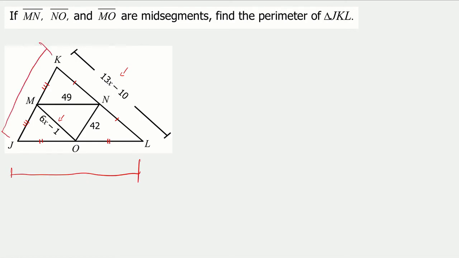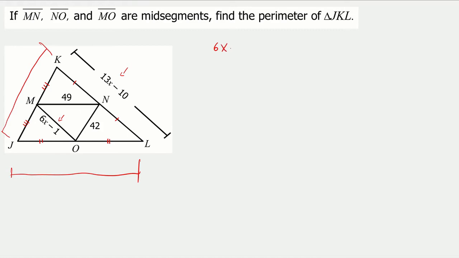But remember, the perimeter of the smaller one is going to be half of the big one, or 2 times the perimeter of the small one is going to be equal to the perimeter of the big one. So that's what I'm going to go with. So I'm going to find x so I can find the measurement of MO. So that's the side that I'm going to go ahead and find first.